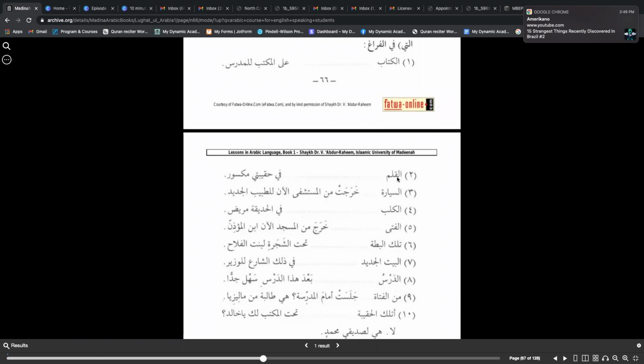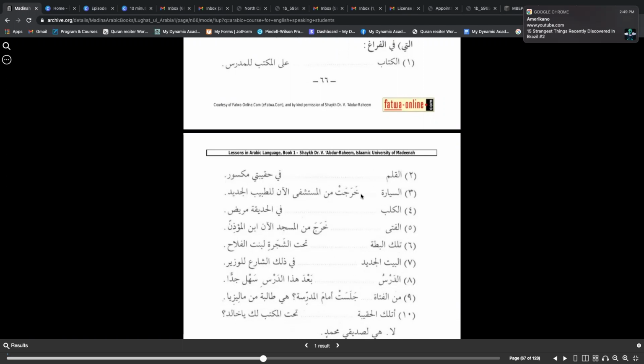All right. Al-qalam. So qalam is mudhakkar, it's a masculine word. So we say al-qalam alladhi fi haqibati maksur. The pen which is in my bag is broken. Al-qalam alladhi fi haqibati maksurun.